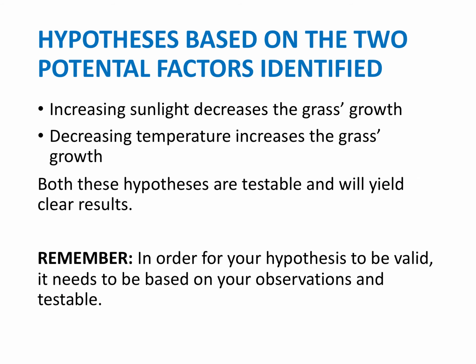So now that we have two potential factors that cause the difference in grass growth, we can come up with hypotheses for each and then test them. First one, if I increase the sunlight, the grass should not grow as fast. Second one, if I decrease the temperature, make things cooler, the grass growth should increase. Both of these hypotheses are testable and will yield clear results. Remember, in order for your hypothesis to be valid, it needs to be testable and based on your observation and answer your question.